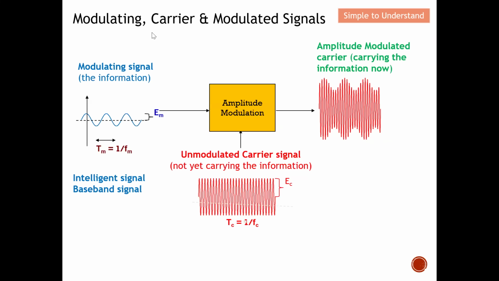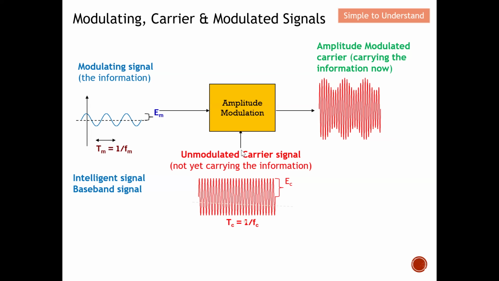I want to quickly identify the three types of signal: modulating, carrier, and the modulated signal. What is actually the modulating signal? The modulating signal is actually the information that I want to send to the recipient. The modulating signal has various names. For example, it is also known as the intelligent signal or the baseband signal. So they are actually at the input of the amplitude modulation.